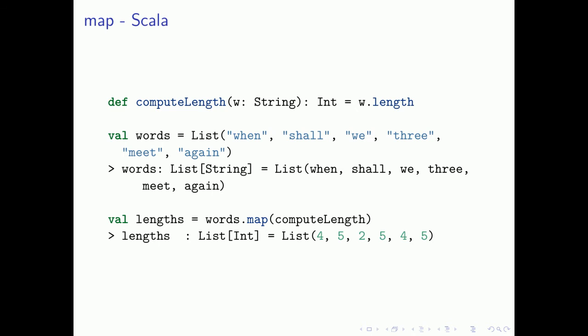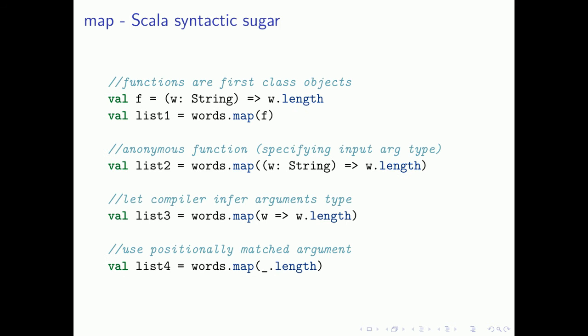And so now I do a words.map, and I give it the computeLength function. Words is just a bunch of strings. The computeLength as input takes a string. And so now it applies that computeLength method to each string in the original. So "when" is 4 characters long, "shall" 5, "we" 2, and so on. For each object in my input list, I have one object in my output list. Input list is strings, output list is ints. So that's what map does.